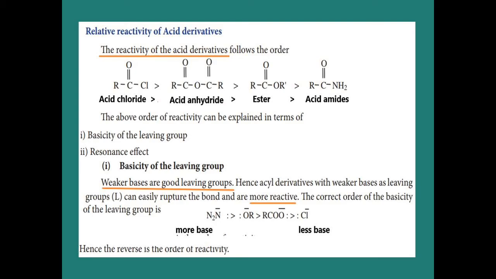Which one leaves first? The chloride leaves first. The one that leaves easily gives the more reactivity. So which one is more reactive now? The acid chloride is more reactive than acid anhydride, and acid anhydride is more reactive than ester, and ester is more reactive than acetamide.